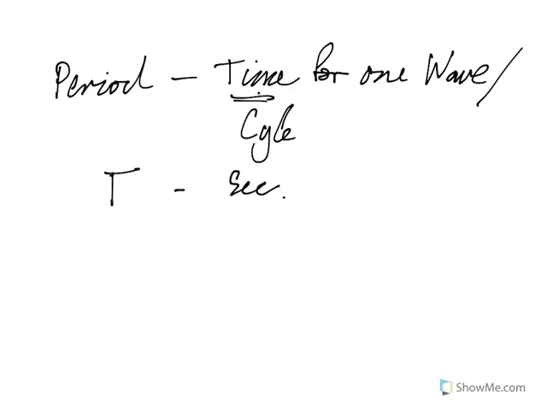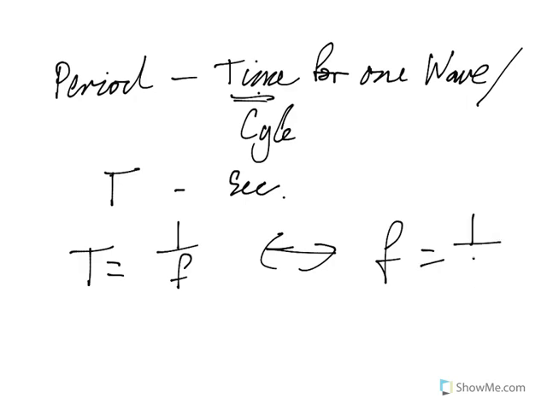And it's related to the frequency in that the period is 1 over the frequency, or if you like, you can rearrange that, and the frequency is 1 over the period. So 1 wave, the time for 1 wave. All right. So the next thing that we are going to look at is an example. So here's the example.